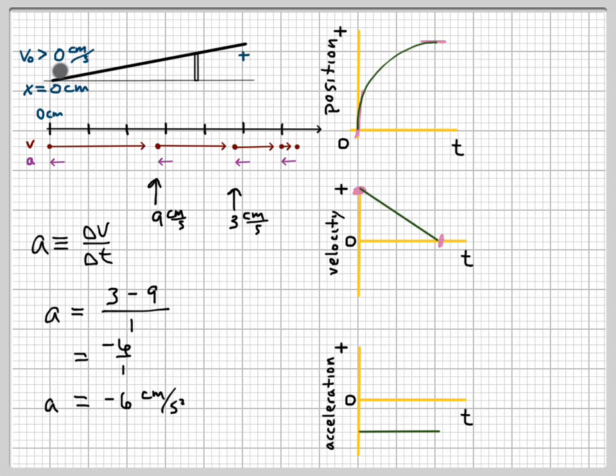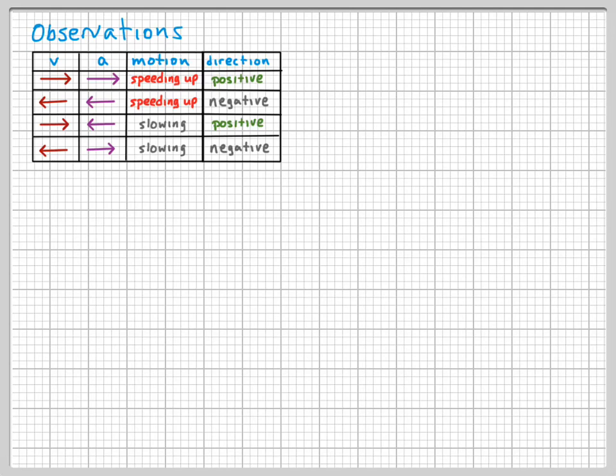So let's finish up with some observations. On this page I want to make a table with observations, and I will just populate the whole table. There you go. What I've got here in the velocity column is the direction of velocity. In the acceleration column, the direction of acceleration. For the motion column, what is it doing? Is it speeding up or is it slowing down? And in the direction column, what direction is it moving?